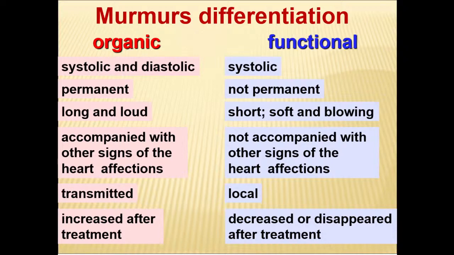Functional murmur decreases or disappears after treatment because it's a functional disorder which may be corrected with therapeutic medicines. We increase the level of red blood cells, anemic murmur disappears. We relieve inflammation of the heart muscles, muscular murmur disappears. That is the result of treatment. The auscultative characteristics of murmur help you differentiate its organic or functional origin.